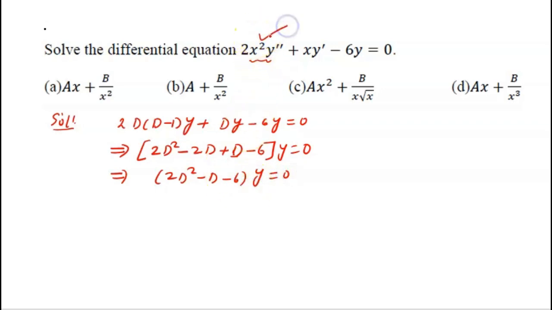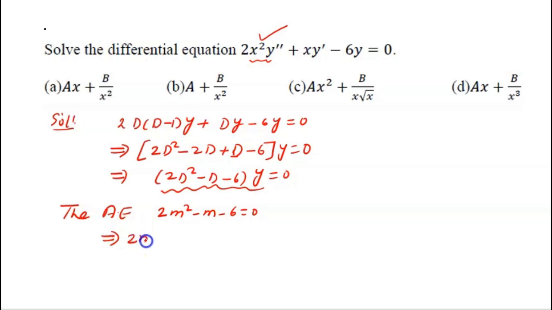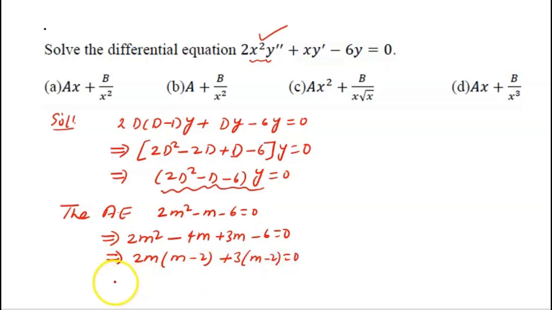So originally this was an Euler-Cauchy form of the differential equation. Now this became a linear differential equation with constant coefficients. So what is the auxiliary equation? The auxiliary equation is 2m square minus m minus 6 is equal to 0. So let us factorize it. 2m square, and we need to write it minus 4m plus 3m minus 6 is equal to 0. So I can take 2m common, I get m minus 2. From this I can take 3 common, I get m minus 2 is equal to 0.